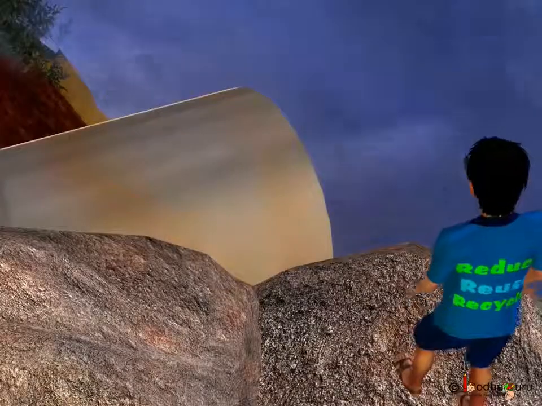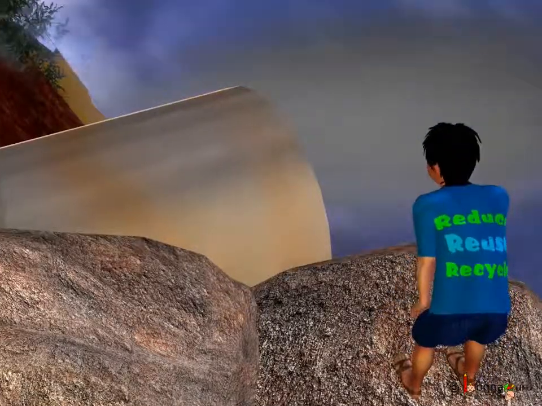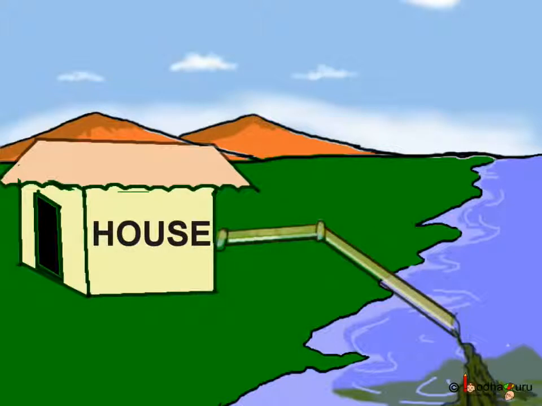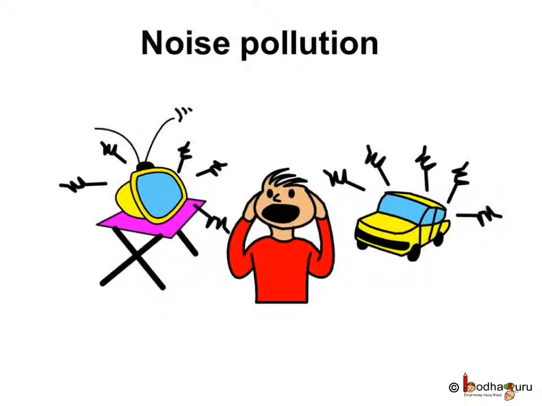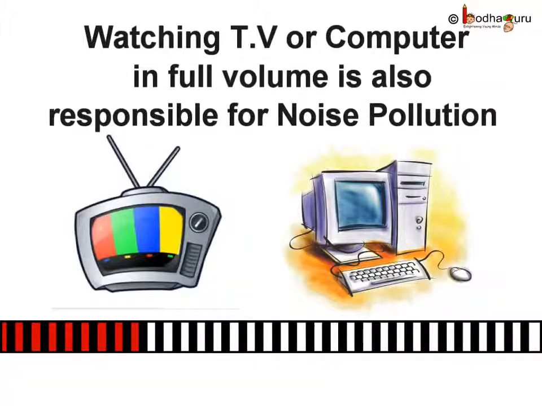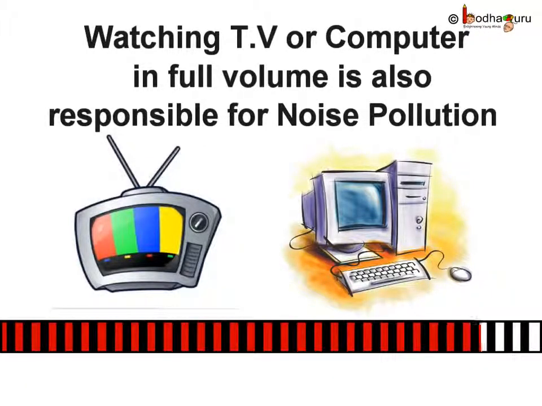The wastes from factories and farms, and at times even sewage from homes, hotels, and hospitals are the main sources of water pollution. The noise from the factories, vehicles, and loudspeakers create noise pollution in the environment. If you are watching TV or playing computer games in full volume, you are also responsible for creating noise pollution.